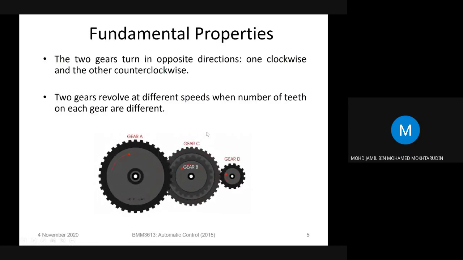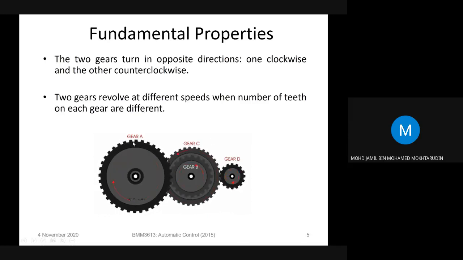Okay, so the fundamental properties of gears. The two gears turn in opposite directions. When two gears are connected together, if one gear turns clockwise, the other rotates counter-clockwise. They cannot rotate in the same direction. Two gears revolve at different speeds depending on the number of teeth on the gears, so the speed of the gears depends on the teeth.